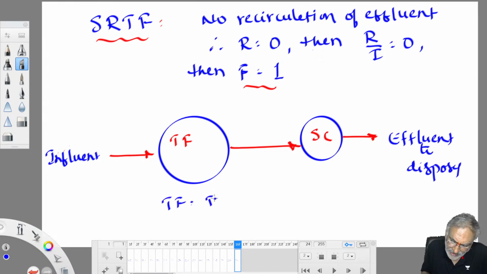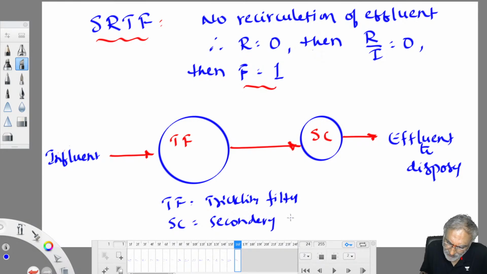TF means trickling filter and SC means secondary clarifier. Why is a secondary clarifier required for a trickling filter? Those biofilms which are detached from the surface move along with the wastewater effluent. So they are put into the secondary clarifier, where the biofilms settle down as sludge, and the effluent is disposed of. Okay? This is our standard rate trickling filter.